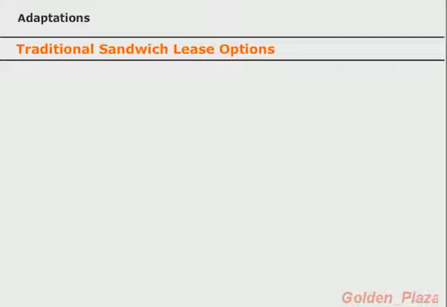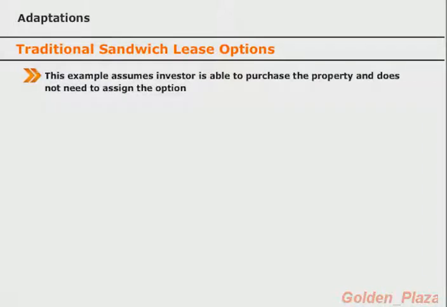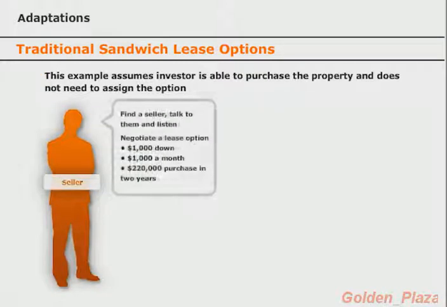Now, before we get into some adaptations of sandwich lease options, let's look at a quick example of a traditional sandwich lease option. This example assumes the investor is able to purchase the property and does not need to assign the option. So the basic process is to find a seller, then talk to them to see how motivated they are and to present your idea of lease optioning their property. Remember to listen closely to what the seller says during this discussion.